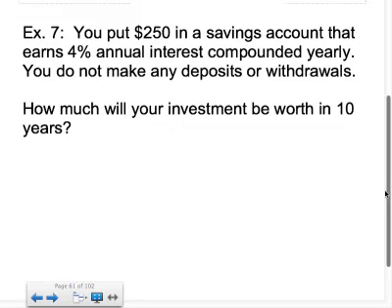So you put $250 in a savings account that earns 4% annual interest compounded yearly. You do not make any deposits or withdrawals. How much will your investment be worth in 10 years? Okay, and so here's what we're looking at. We have $250, so that's our initial amount. So we know this. We know y equals a times (1 plus r) to the t.